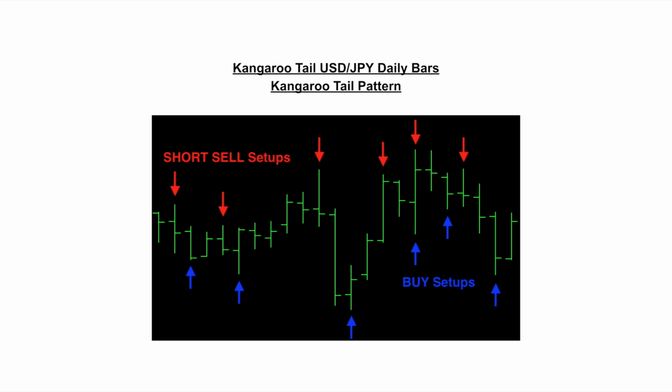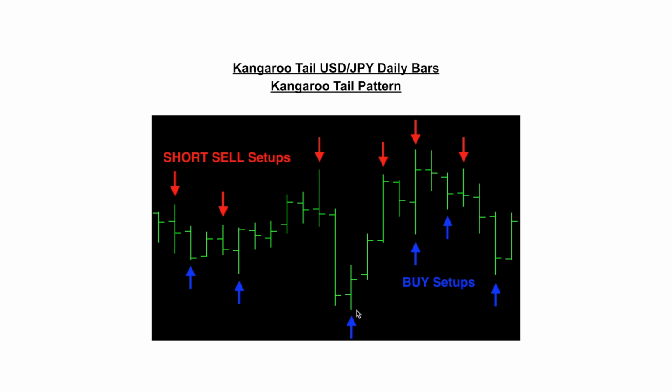Okay, let's have a look at this setup, which I call the kangaroo tail pattern. This is a strategy which works on dollar yen, and as I said, we're looking at the daily bars to find this setup. I've marked on the chart all the short sell setups and all the buy setups. Looking at this short sell setup here, we're looking for this center bar to have a high which is higher than both the bar on the left and the right. So it's got this tail poking out, this kangaroo tail. That's where the name comes from.